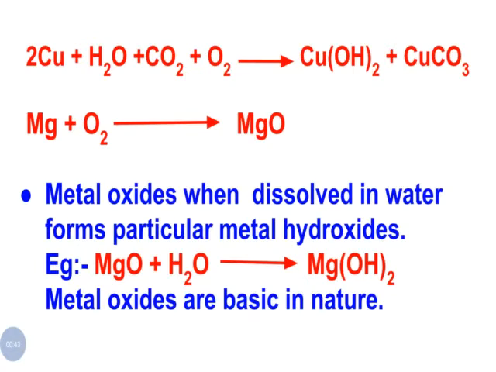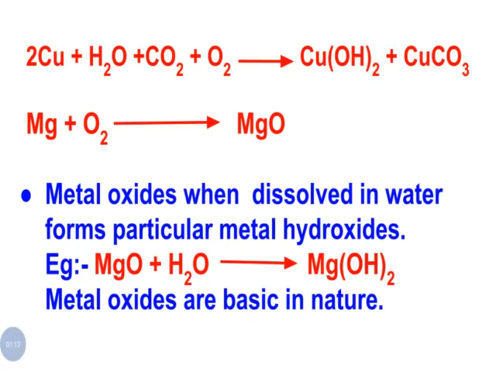For example, if you take any other metals like sodium, sodium combines with oxygen to form sodium oxide. So that particular metal oxides are formed. Here, metal oxides, when dissolved in water, form a particular metal hydroxide. You can see example there, magnesium oxide, when it is dissolved in water, it gives magnesium hydroxide.